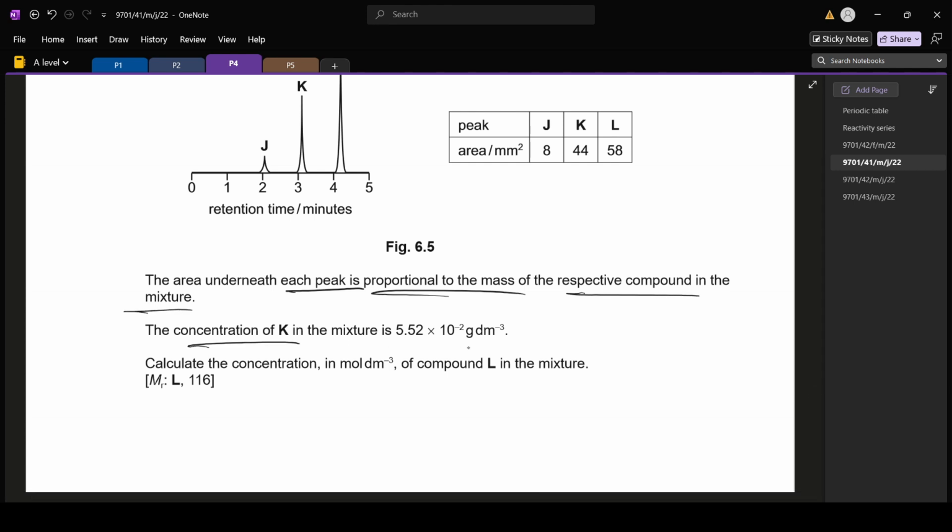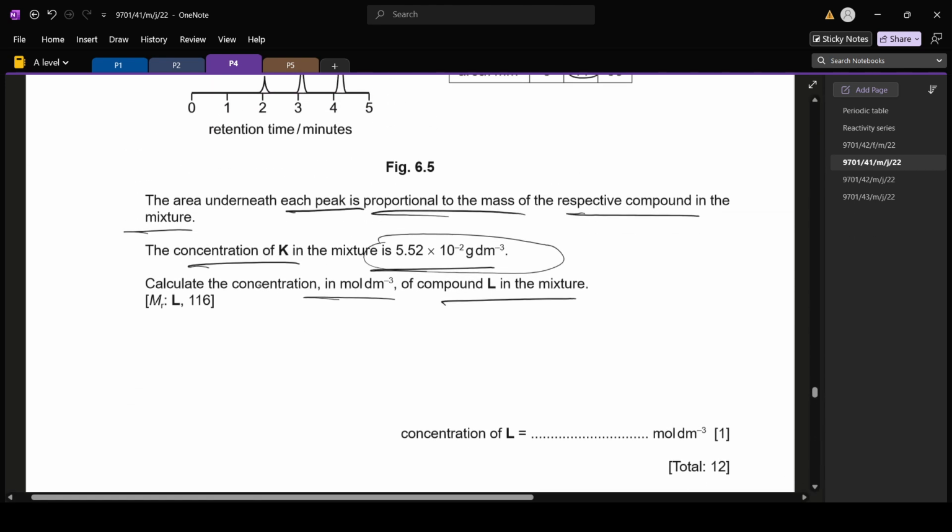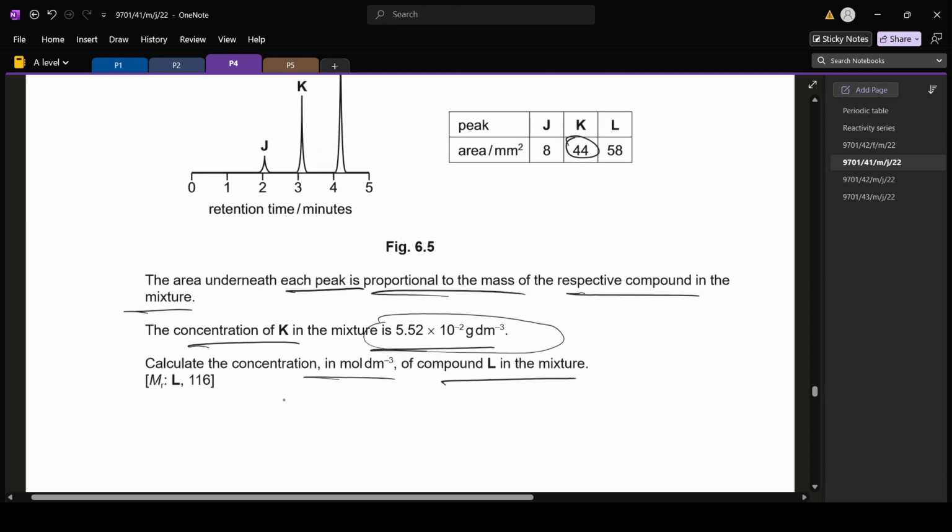The concentration of K in the mixture is 5.52 × 10^-2 gram per dm cube. I can calculate the concentration in mole per dm cube of L. So you have the concentration of K and the area underneath K is shown. For K you have area 44, and this concentration 5.52 × 10^-2. Now you have to calculate the concentration of L. So what is the area underneath L, which is 58? So what will be the concentration?